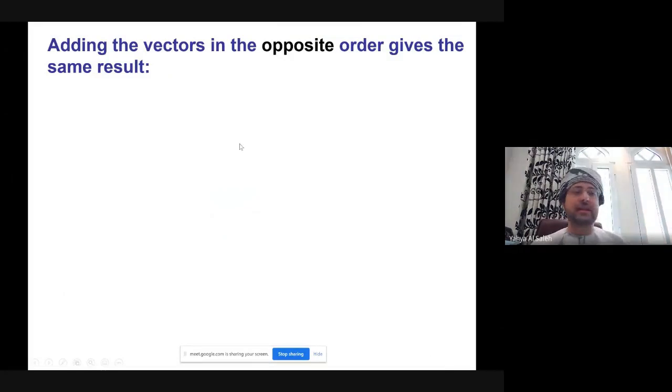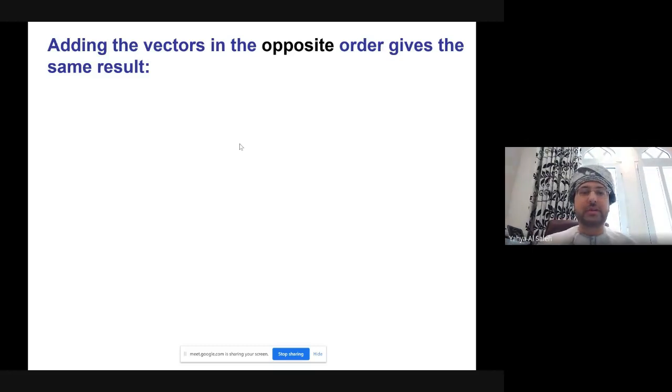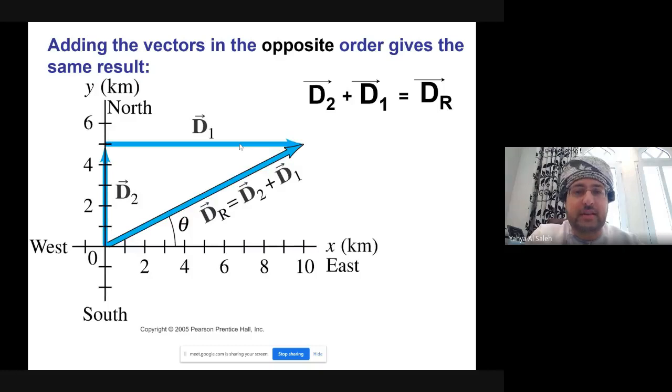Okay, now we already said that vectors are commutative and associative. We're going to give an example. What happens when we add the vectors in the opposite order? It gives us the exact same result. If I go d1 plus d2, I get dr. And if I get d2 plus d1, I will still get dr. It's the exact same result.